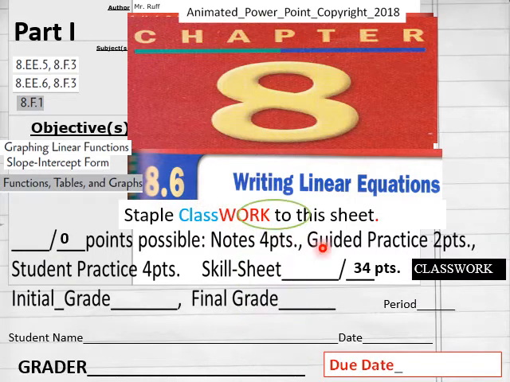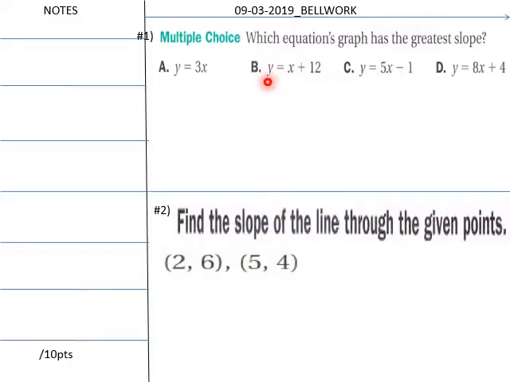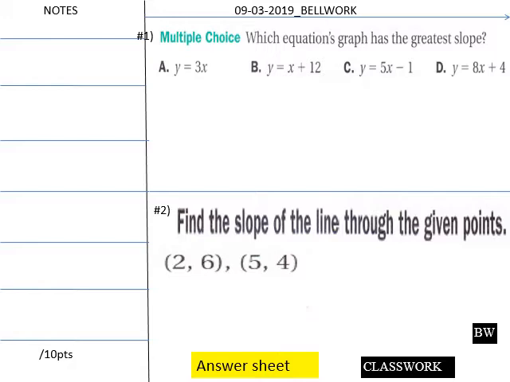8.6, writing linear equations. We have a 34-point classwork sheet today, and we have 0 points for notebook taking. Your standards and then your objectives are here. Teachers, here's our bell work for today. Which equation's graph has the greatest slope, students? And then find the slope of the line through the given points. Give your students 5 minutes for this.